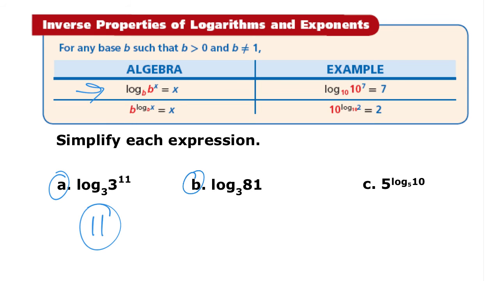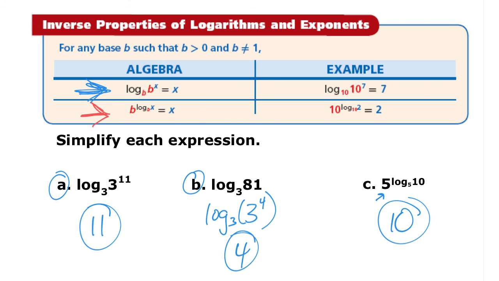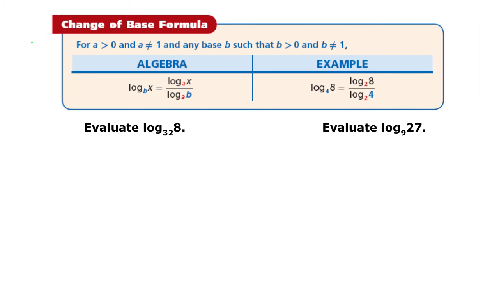In B, it's not quite as obvious what we're going to do with the inverse property, but we can rewrite 81 as 3 to the 4th power. And so now I can use this same inverse property that we saw up here and just write our answer as 4. In our next inverse property right here, if we have a number to a logarithm exponent, then our answer just ends up being the number that we're taking the logarithm of right here. So in part C right here, 5 to the exponent of log base 5 of 10 is just going to be 10.